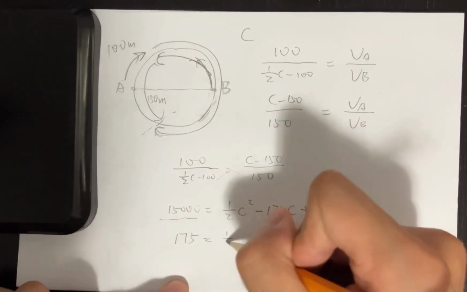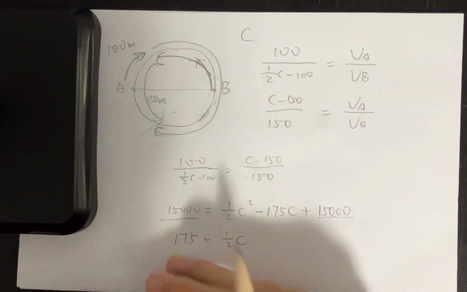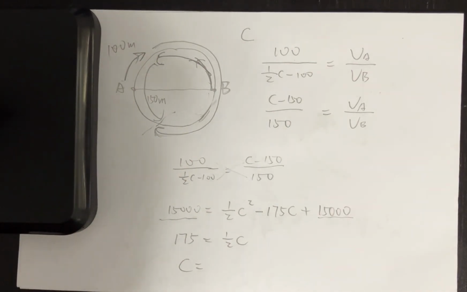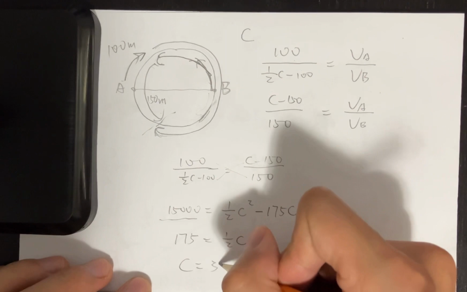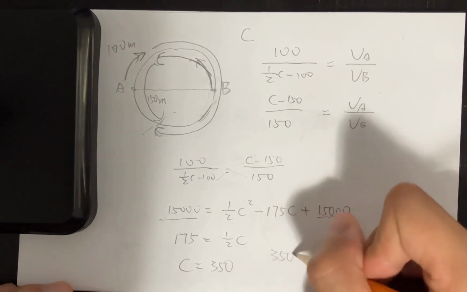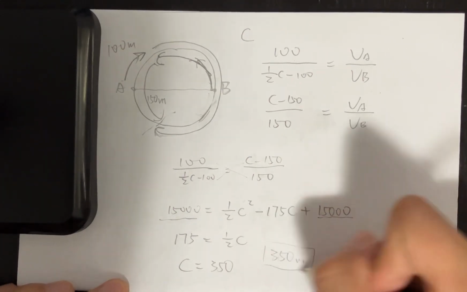Meaning 175 is just half C. One C can be taken away, and C should be 2 times 175. That is exactly 350. So the length of the track is 350 meters. Done.